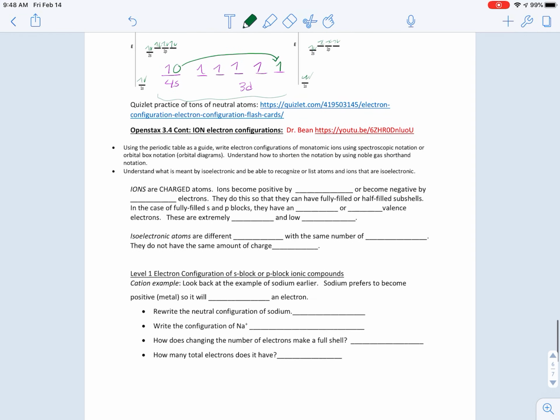Last but not least, ion configuration. So ions is just when you have a different number of electrons than the one that they ask about. So ions are charged atoms. They become positive if you're making a positive one, by losing the negative electrons, or they become negative by gaining negative electrons.